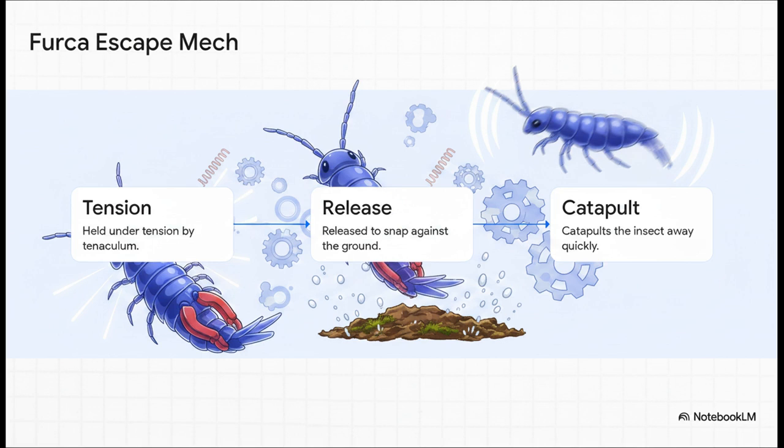Take the Collembola, commonly known as springtails. Their whole survival strategy is based on the furca. It's a simple, brilliant three-step escape hatch. First, it's held under intense physical tension by a catch mechanism called the tenaculum. When danger gets close, the tenaculum releases, the furca snaps forcefully against the ground, and it instantly catapults the tiny insect away. It's basically built-in, lightning-fast kinetic energy.